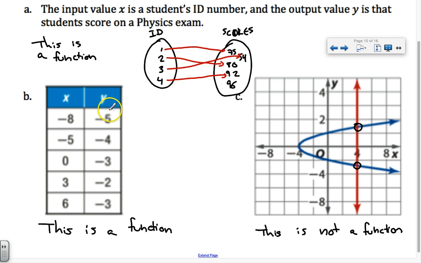The table of values, or the mapping drawing, will probably be your next best bet. If you're given an algebraic equation, I would suggest that you try to graph it and see what you can do, or create a table of values.